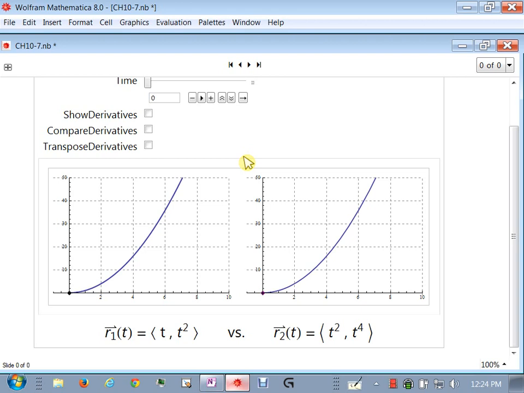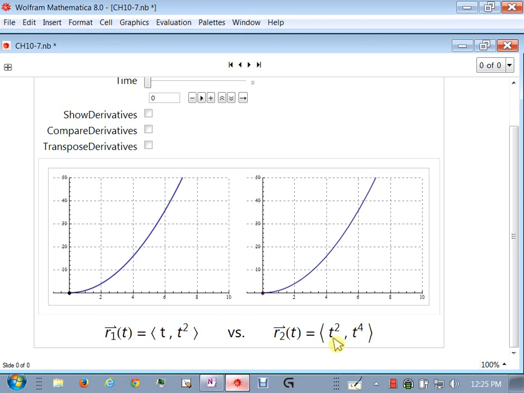If I plug in 0 to the first one, I'm at 0, 0. Plug in 0 over here, I'm at 0, 0. If I plug in 1 over here, I'm at 1, 1. I plug in 1 over here, I'm at 1, 1, right? What happens if I plug 2 into the first one? Where am I at? I'm at 2, 4. If I plug 2 over here, where am I at? 4, 8. So I'm not at the same place, am I?